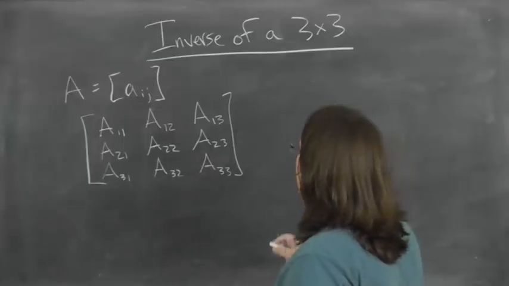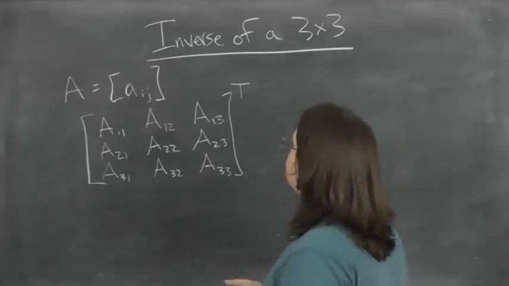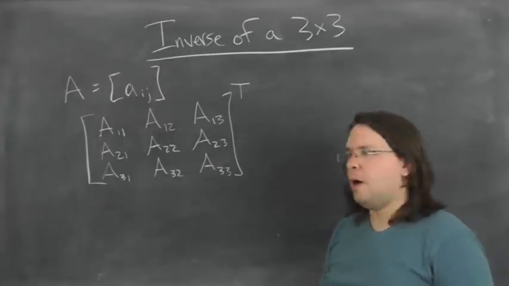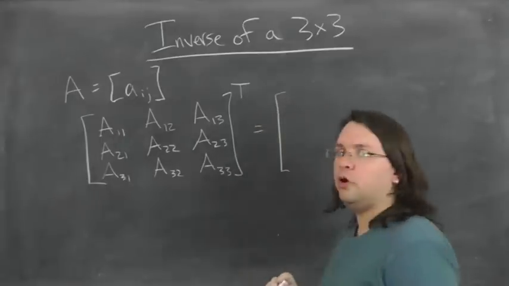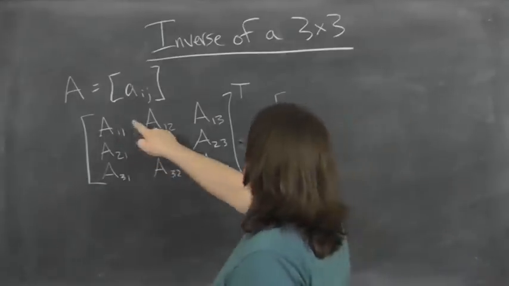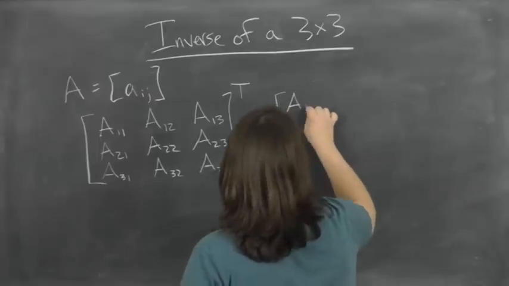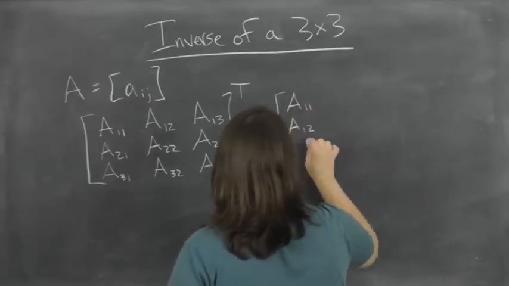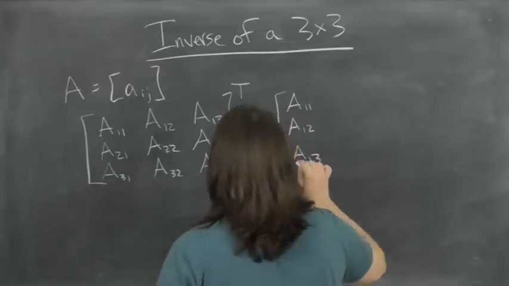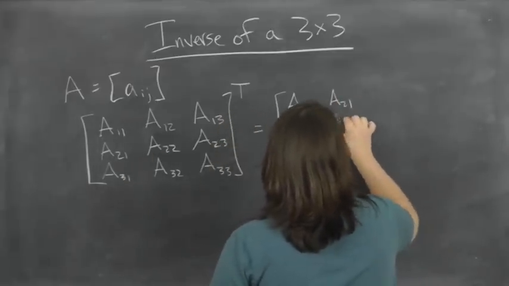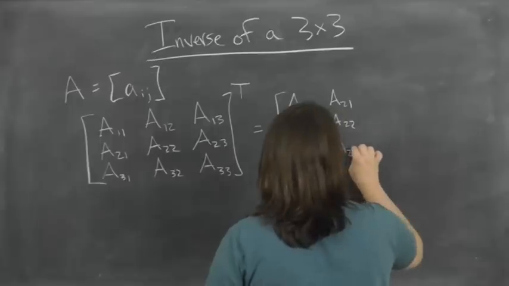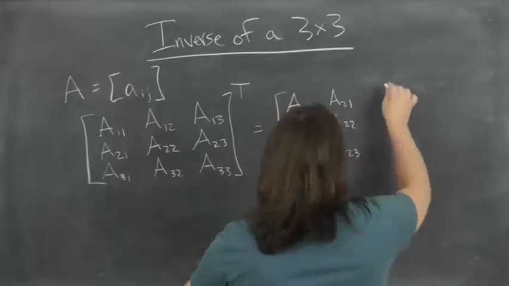And now I'm going to take its transpose. So what happens when you take the transpose is you swap the rows and the columns. So this first row becomes my first column. The second row becomes my second column. And the third row becomes my third column.